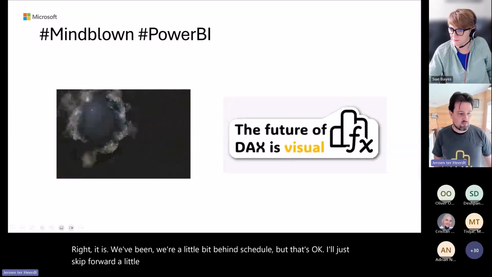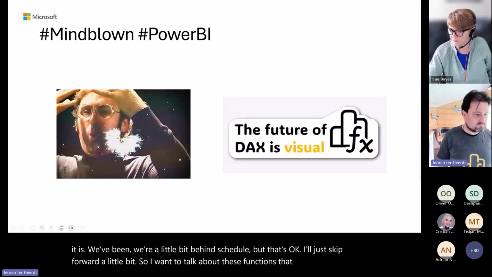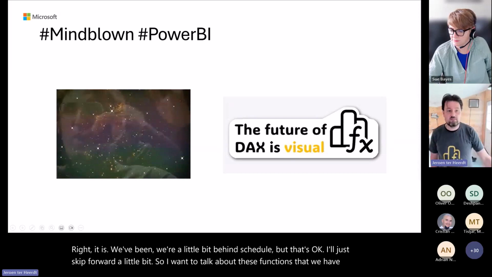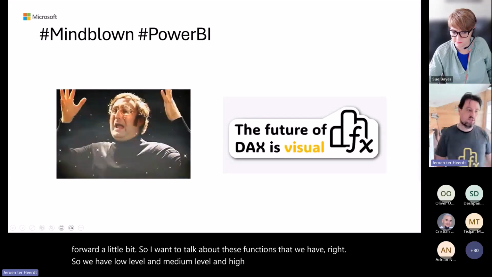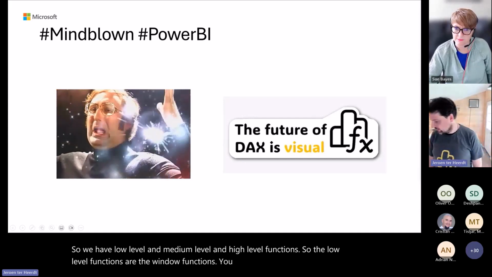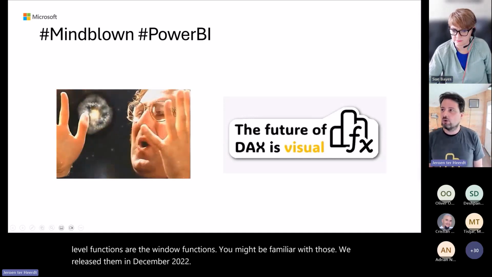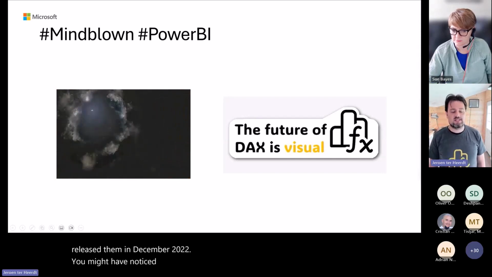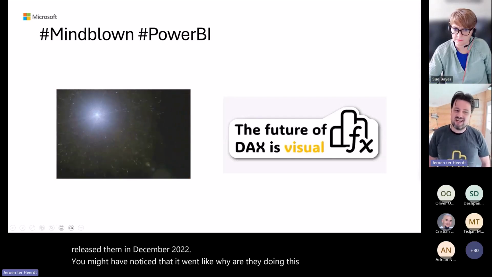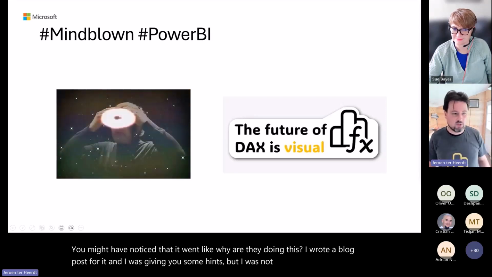So I want to talk about these functions that we have, right? So we have low level and medium level and high level functions. So the low level functions are the window functions. You might be familiar with those. We released them in December 2022. You might have noticed that and went like, why are they doing this? I wrote a blog post for it and I was giving you some hints, but I was not allowed to show you what I was actually building.